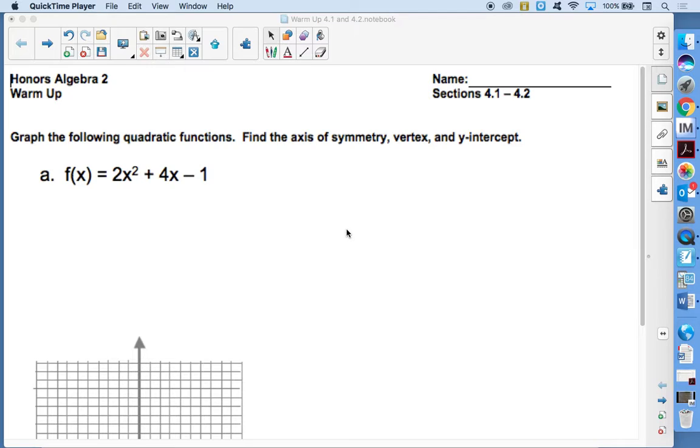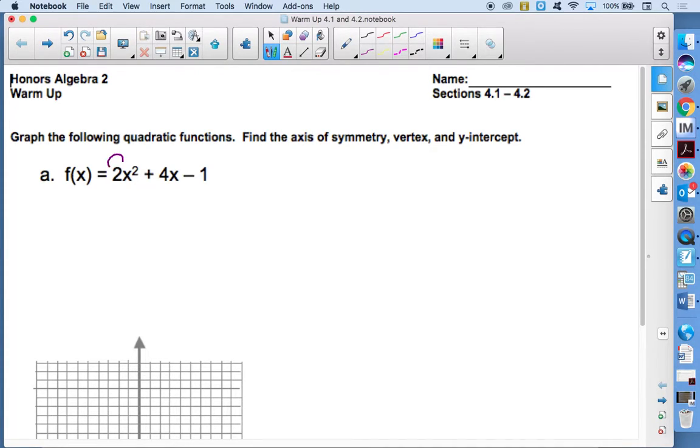Melina? Yeah, this is standard form. When it's in standard form, Melina, what do the numbers represent? Right, the A, B, and C. So standard form is ax squared plus bx plus c. When you have something in standard form, what do you find first? What part of this parabola do you find first?